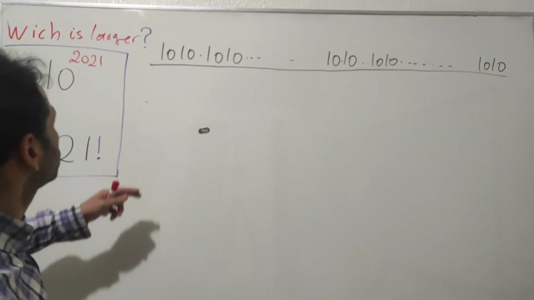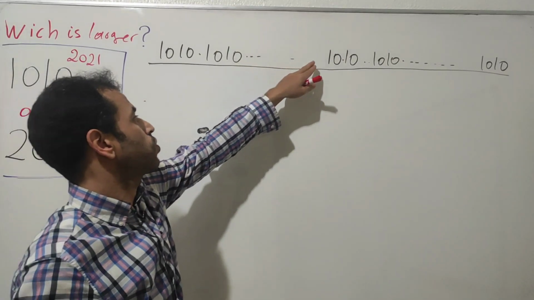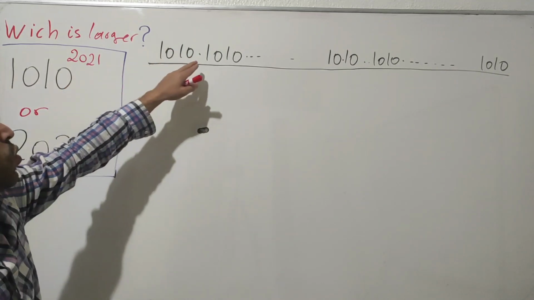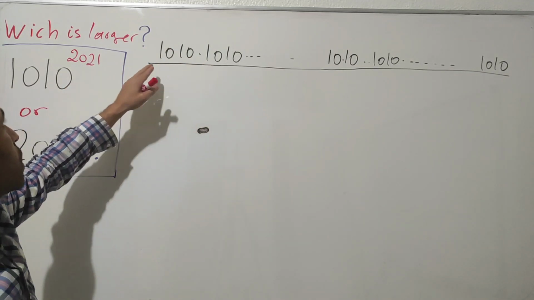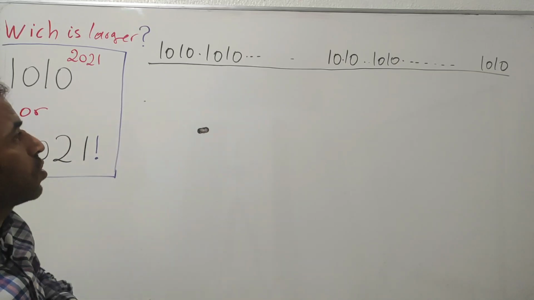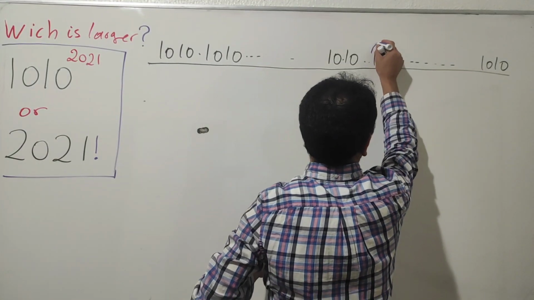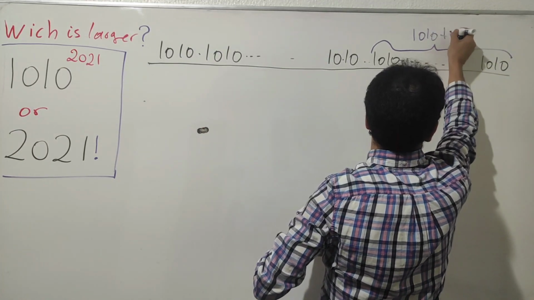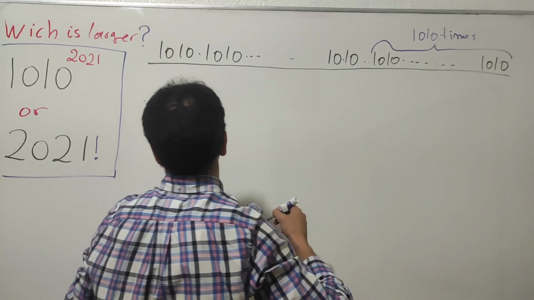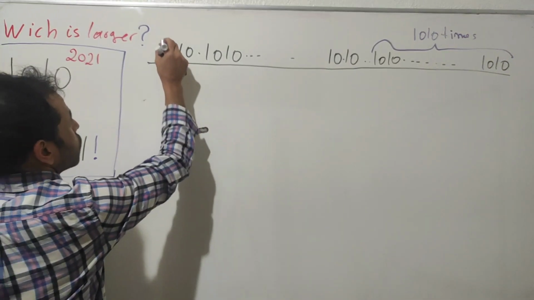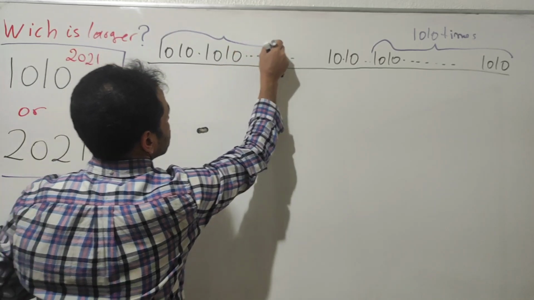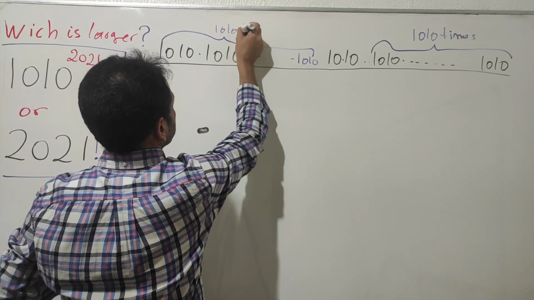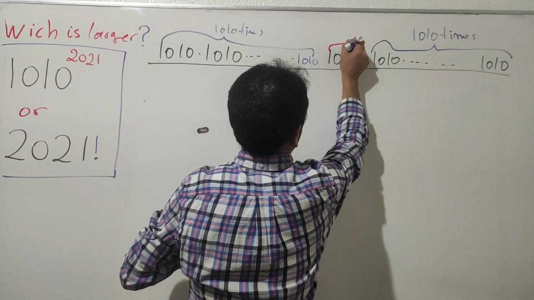Now I'm going to look for the center. How many terms do we get here? We get 2021 terms. So in the middle, I get 1010 terms by dividing by half. So the first half I get 1010 times, and the other half also 1010 times. I'm going to leave the last one free.